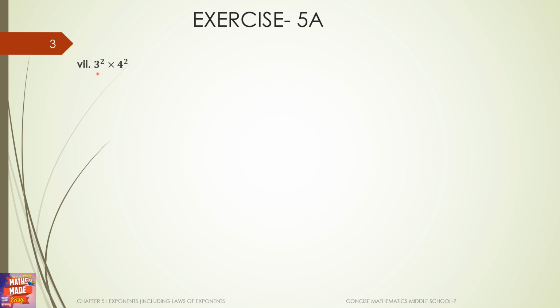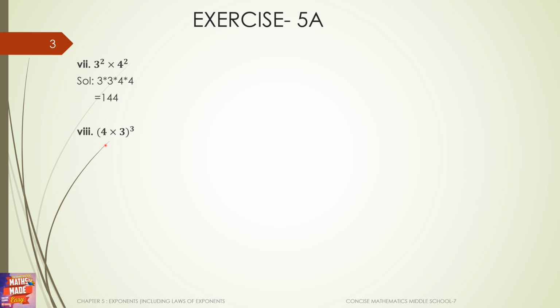Seventh question. 3 to the power of 2 into 4 to the power of 2. Even here the formula is not applicable because if you split this 4, you can just make the base as 2, but you cannot make the base as 3, right? So we are going to do the direct method without using the formula. That is 3 into 3 into 4 into 4. So when you multiply all this together, you will get 144.